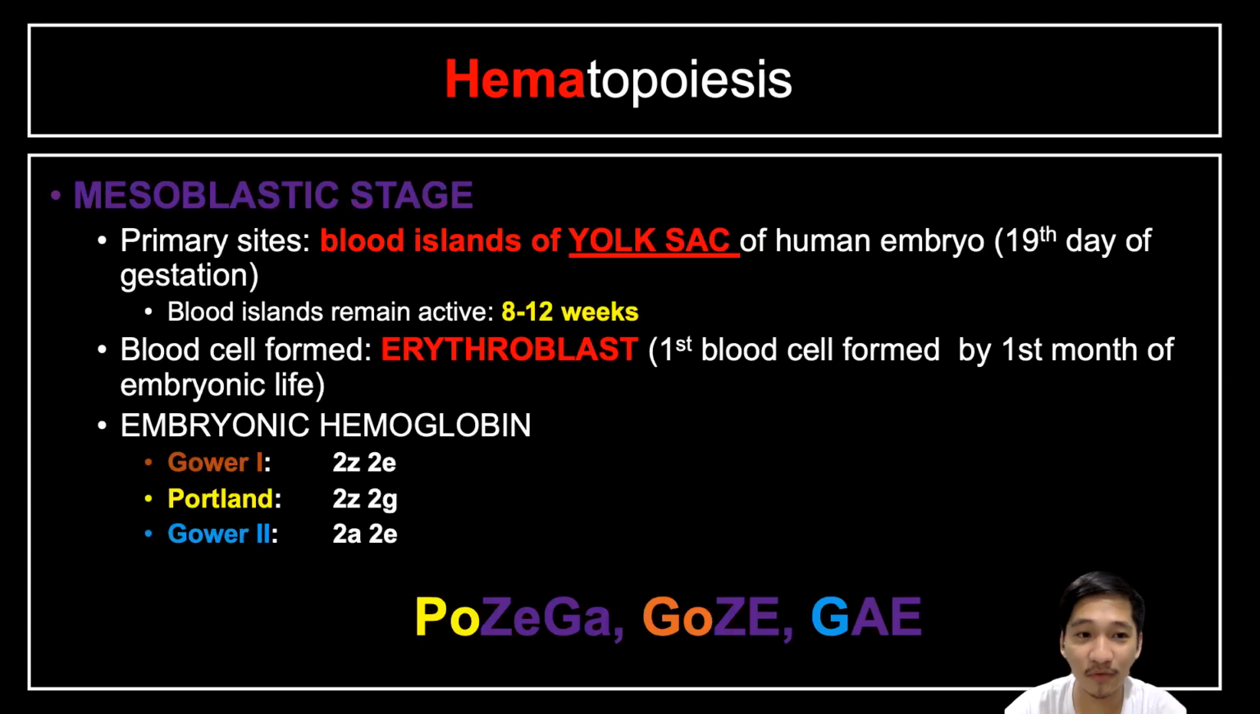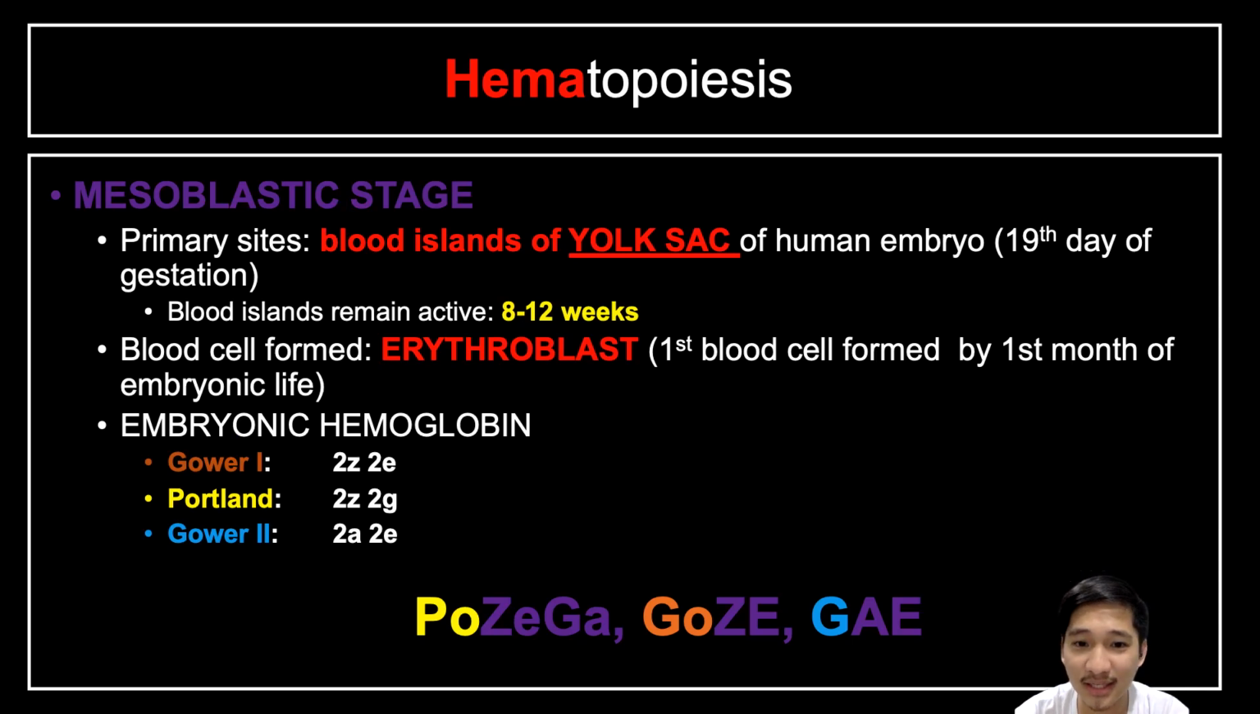So let's proceed with the first stage, which is the mesoblastic stage. Take note of the colored text because they are very important for us to familiarize. In the mesoblastic stage, the primary site of blood cell production is in the blood islands of the yolk sac of the human embryo on the 19th day of gestation. Again, the primary site in the mesoblastic stage is in the blood islands of the yolk sac of the human embryo. It usually remains active for approximately 8 to 12 weeks.